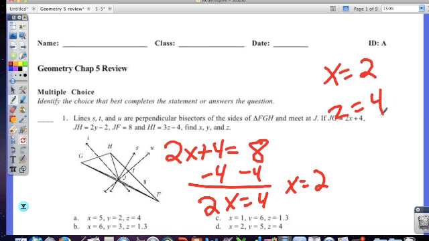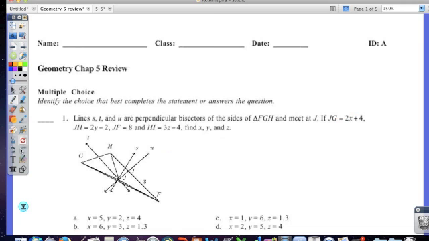The other thing I just want to point out is JF, which is the distance from the circumcenter to the vertex, is going to be the same as JG. It's also going to be the same for JH. So 2y minus 2 is going to be equal to 8. When you solve, you get y equals 5. Great job.